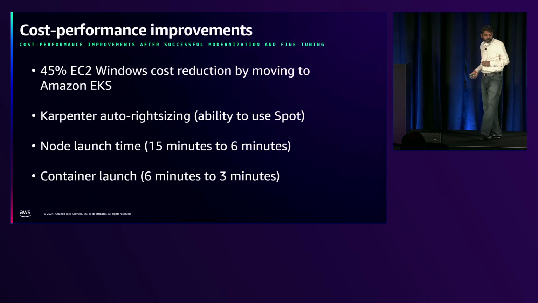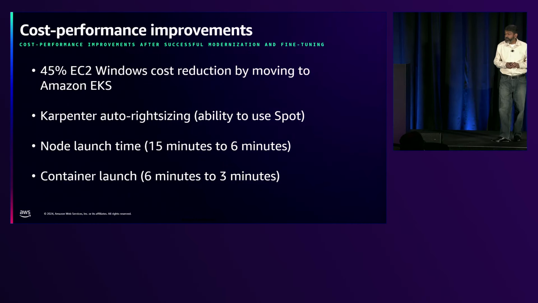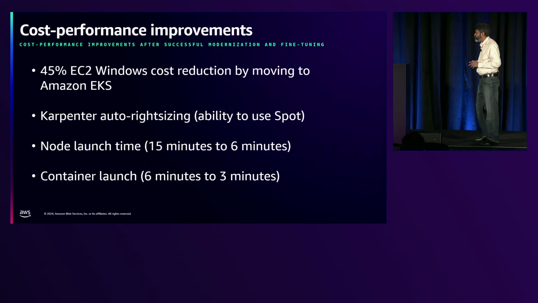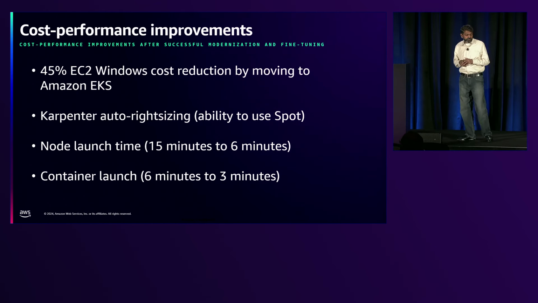Other than that, what else did we achieve? Cost and performance improvements. Cost is always an important thing. Compared to the data center world, we reduced cost by 45% by migrating to EKS. Karpenter was recently adopted, and it's doing a lot of cost optimization, and we are now able to use Spot instances as well. That's an additional feature.